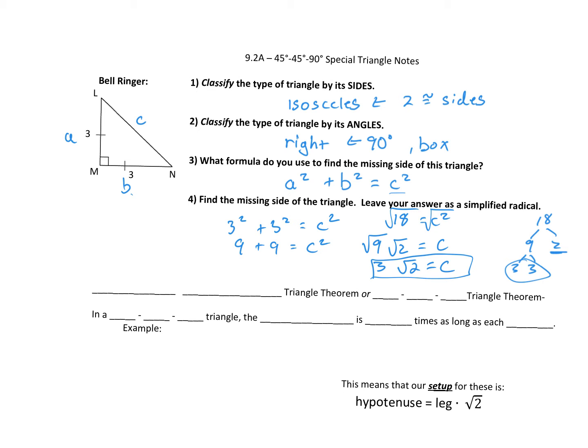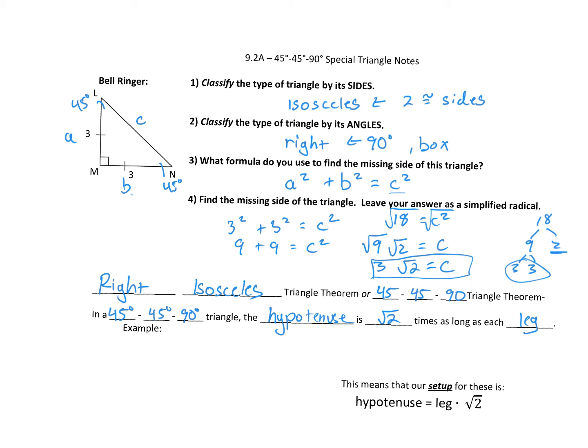Next, my right isosceles triangle theorem is a 45-45-90, meaning both of these angles are 45 degrees. This is 45 and this is 45 degrees. In a 45-45-90 triangle, the hypotenuse is root 2 times as long as each leg.